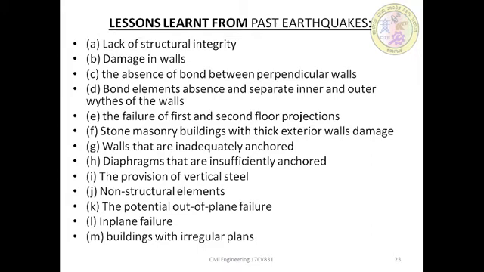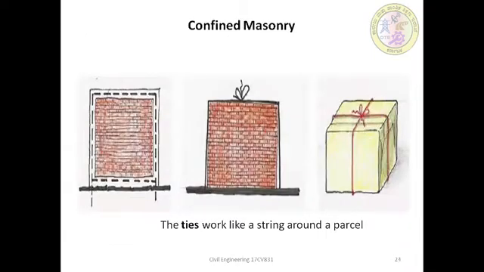The last point is that in general, buildings with irregular plans experience more damage than rectangular buildings. The damage was often concentrated at corners due to lack of detailed analysis that included the effect of odd-shaped plans. Next, the topic is confined masonry.